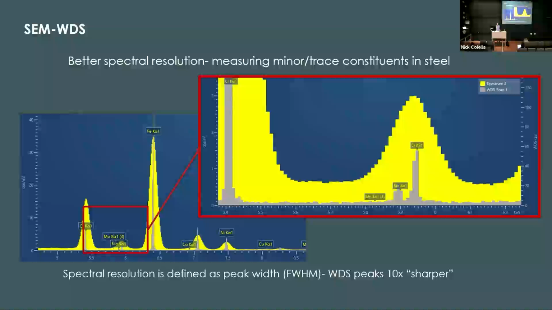Looking again, this is a steel sample, I believe. And here we've got the WDS, in that purplish color, overlaid on the EDS spectrum of the same sample, same point. The WDS peaks are up to 10 times narrower. So we have that intensely focused spectral resolution that's caused by not diffracting any X-rays to the detector that are not at the specific defined energy channel, if that makes sense.